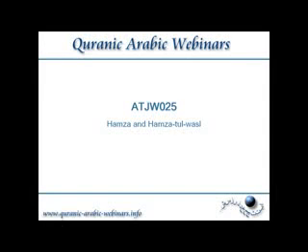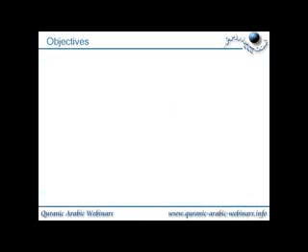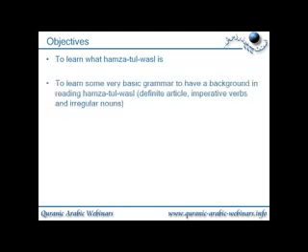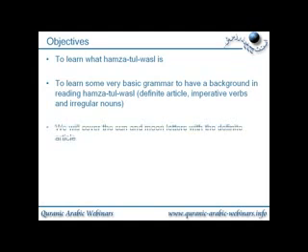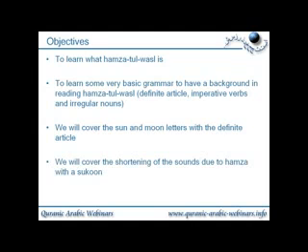This lesson is about Hamza and Hamzatul Wasl. Objectives: to learn what Hamzatul Wasl is, to learn some very basic grammar, to have a background in reading Hamzatul Wasl. So we'll be looking at the definite article, imperative verbs, and what we call irregular nouns. We will learn what the sun and moon letters are and how they're used with the definite article. We will cover the shortening of the sounds due to Hamza with Sukun.